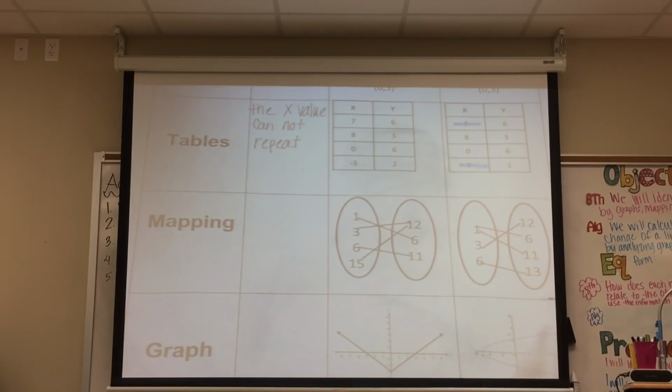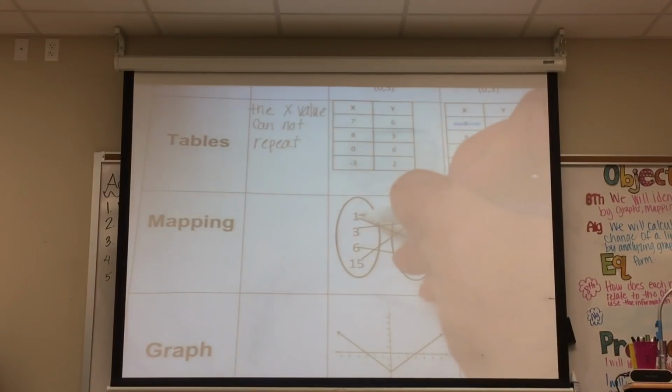Moving forward with mapping. When it comes to mapping, the x values can repeat again, but the demonstration of this is by lines. So you can only have one line going from every number in the first column. So for instance, each one of these numbers can only have one line going from it.